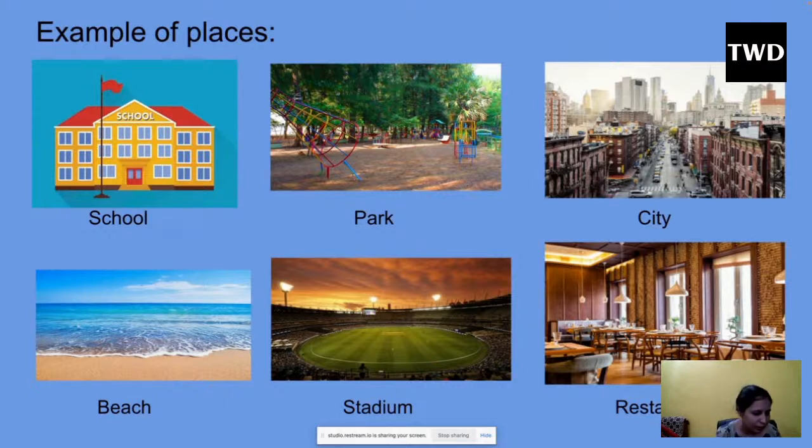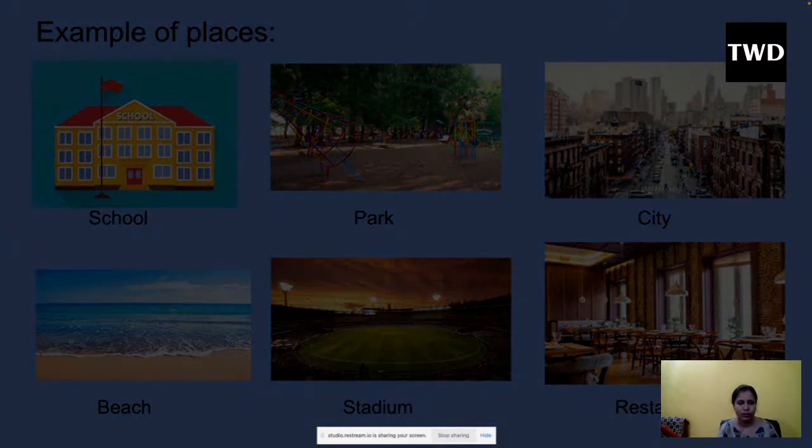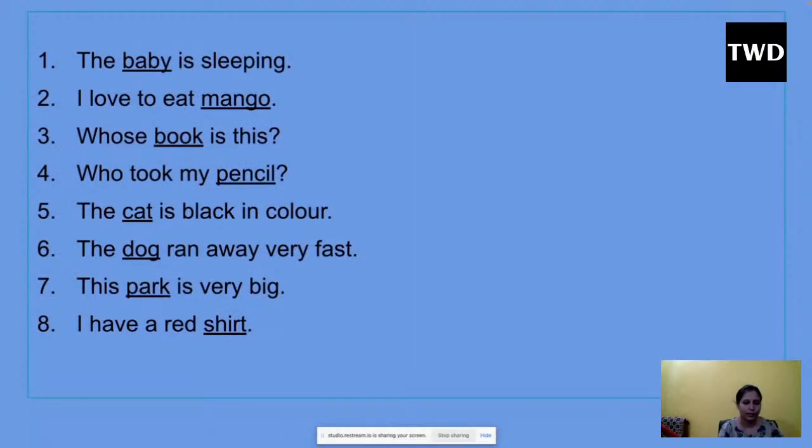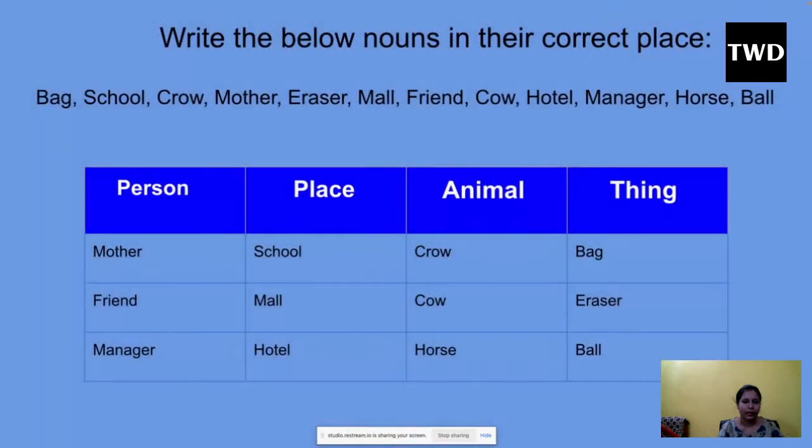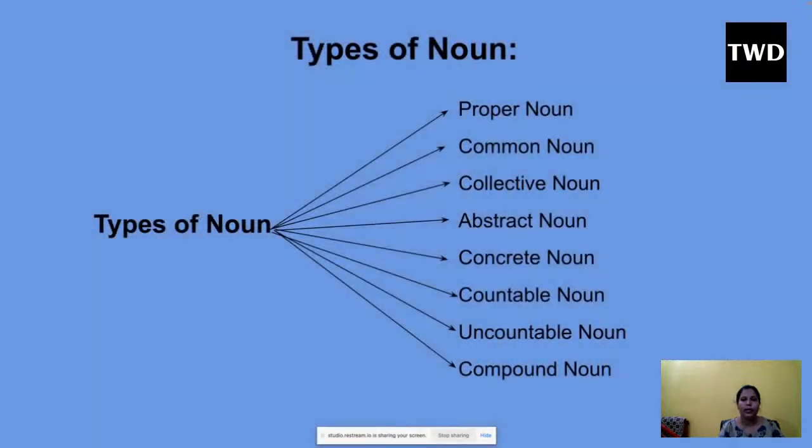Good afternoon, yeah, Ananta, good afternoon. So here there are some sentences. We will just skip that, and we will come to the types of nouns which we are going to do today. They are proper noun, common noun, collective noun, abstract noun, concrete noun, countable noun, uncountable noun, and compound noun. All these are very simple. We will do it very fast, and then we will move to the pronoun part.